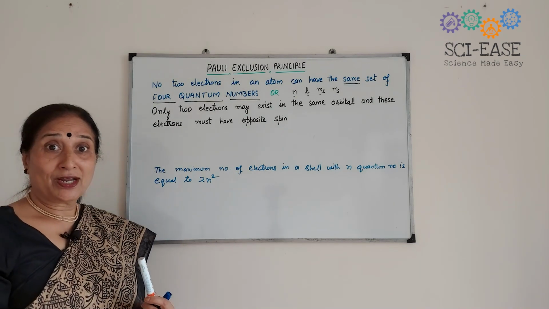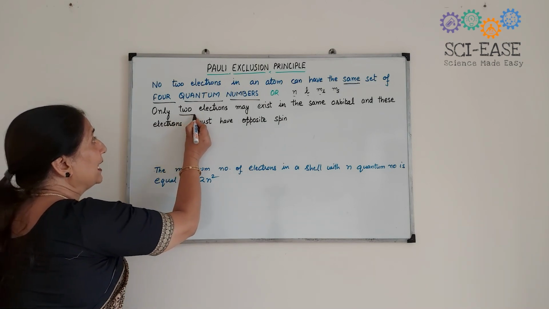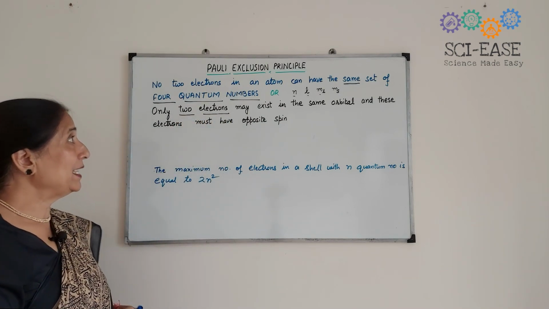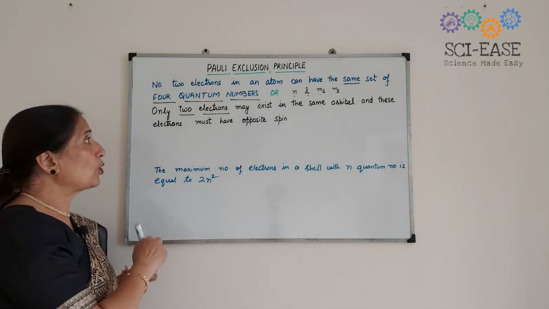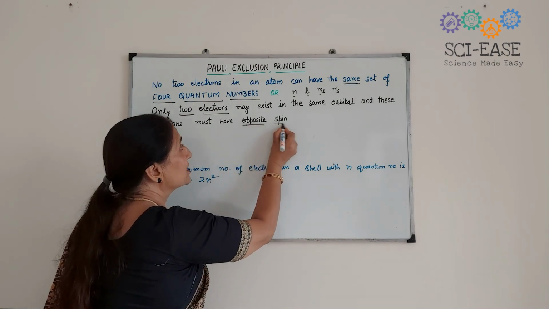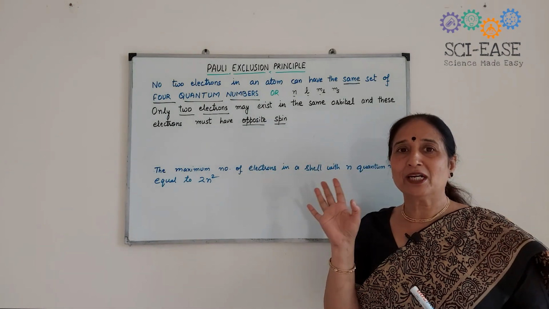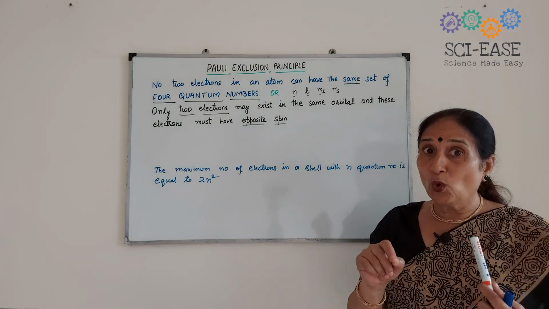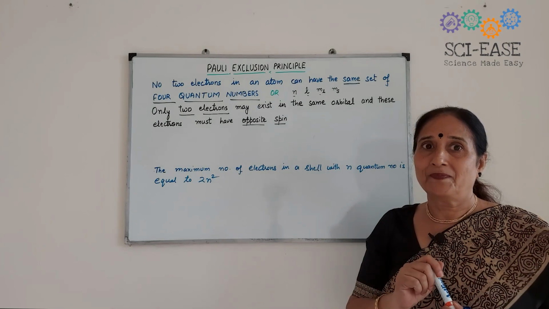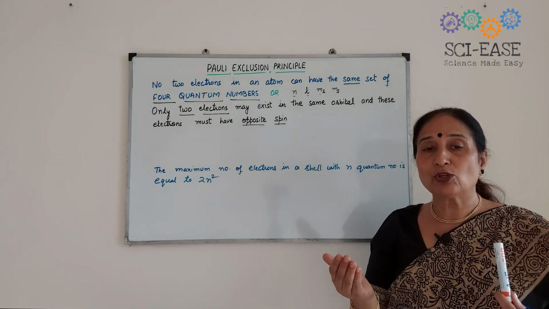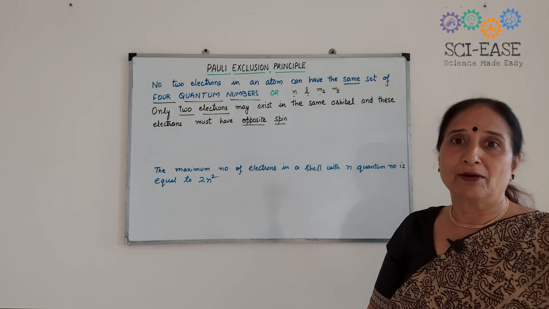Another definition of the Pauli exclusion principle is that only 2 electrons may exist in the same orbital, and these electrons must have opposite spin. Only 2 electrons can be accommodated in one orbital, and out of those 2 electrons, their spin is opposite. One electron will have spin up, and another will have spin down.